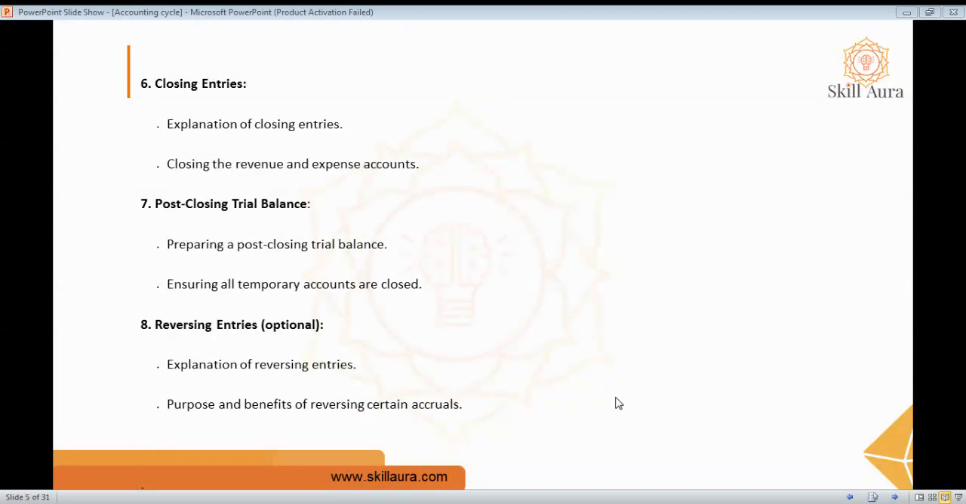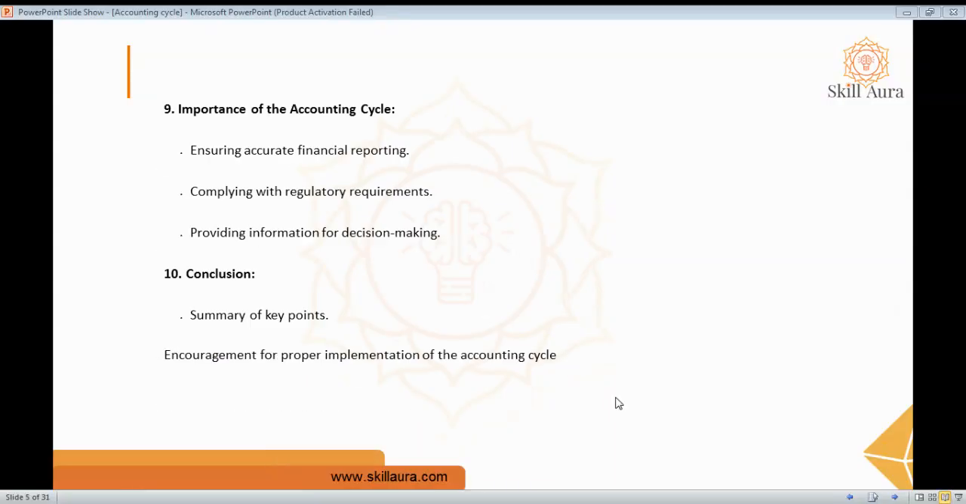And next, closing entries. After posting into the journal, ledger, and trial balance, then we'll close the entries. We'll understand this and we'll understand what the revenue accounts and what the expense accounts are. Next, we'll do the post-closing trial balance. Then we'll ensure all the temporary accounts are closed. And next is the reversing entry. It is optional. It is just to verify whether the assets, liabilities, and debits and credits are balancing or not. We'll understand its purpose and benefits also.